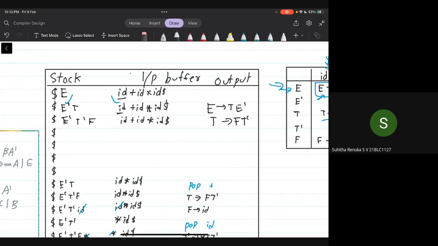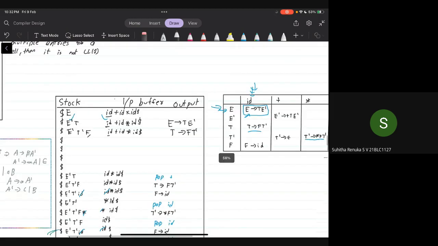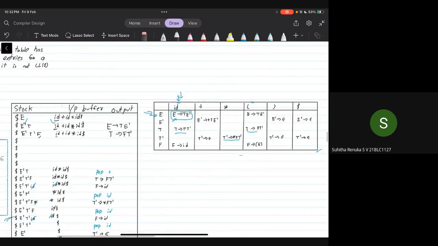Now F, you have to check F and ID. What is F and ID? Tell me. Why are you always checking with ID? Why are you not checking with plus, star? ID is the first thing, right? Just do what I'm telling you to do.